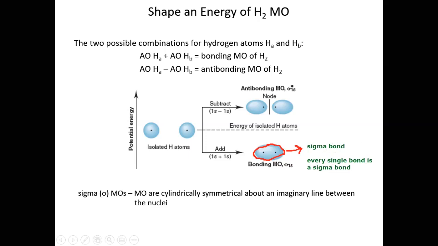So again, sigma molecular orbitals or sigma bonds are cylindrically symmetrical around an axis between the two nuclei. So it's this lobe or cylinder of electron density between two atoms. Every single bond has a sigma bond. Every bond, in fact, whether it's single, double, or triple, has a sigma bond.